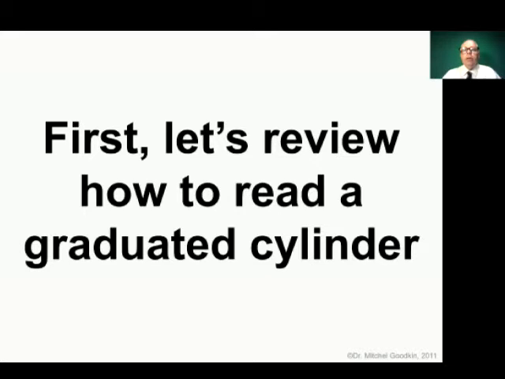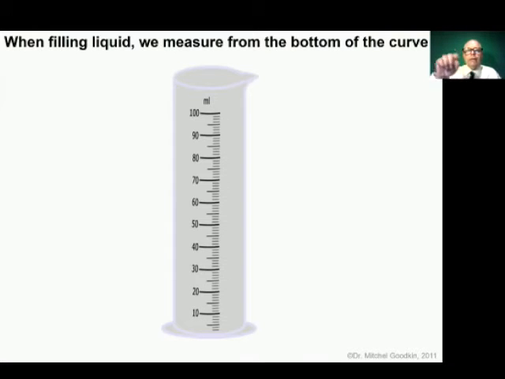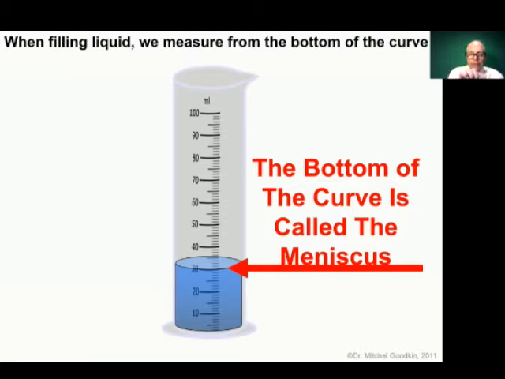First, let's review how to read a graduated cylinder. A graduated cylinder is a scientific piece of apparatus that we use, and it's a tube with markings on it. This is a milliliter graduated cylinder, and you'll see that it has little markings: 10, 20, 30, 40, 50, and so on. When we fill the liquid into the graduated cylinder, we get a curve at the bottom of the liquid, and that's called a meniscus. The bottom of the curve is where we measure from. So in this case, it would be 10, 20, 30 milliliters.